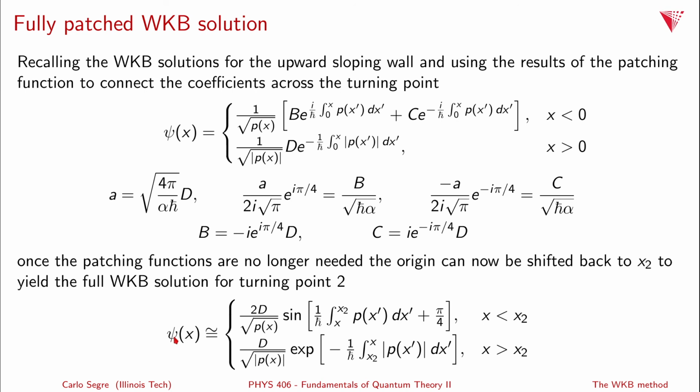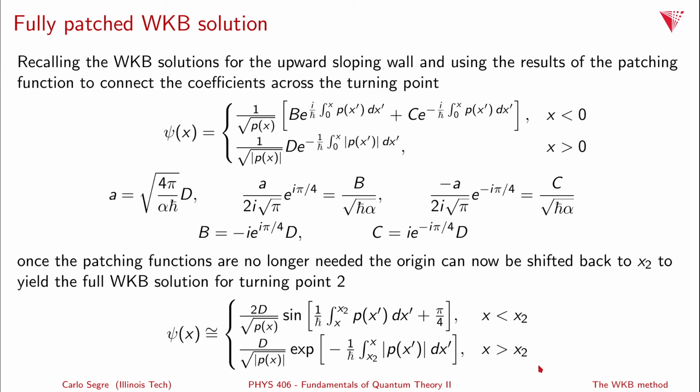And we get that the wave function for x less than x2, that is inside the well, is 2d over the square root of p of x. And then we can combine these two together to get back a sinusoid. So we get sine of 1 over h bar integral from x to x2. So we're integrating from where we want the function to the turning point. p of x prime dx prime, plus pi over 4. And that's on the left side of the turning point.